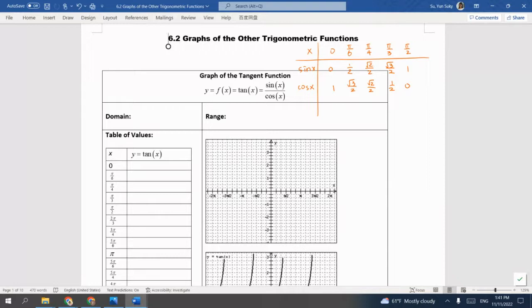Yes, everybody? Same function, same value, reverse order. Okay, now tangent. Tangent is sine over cosine. So you use 0 over 1, which is 0, yeah? 1 half over root 3 over 2. The 2s cancel. You get 1 over root 3.